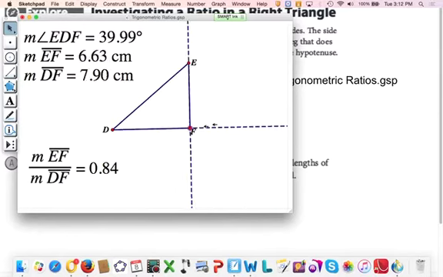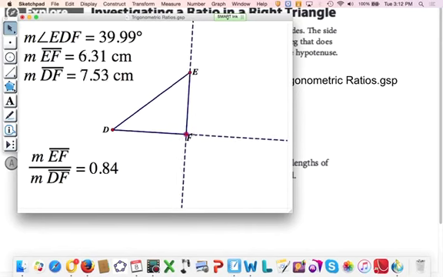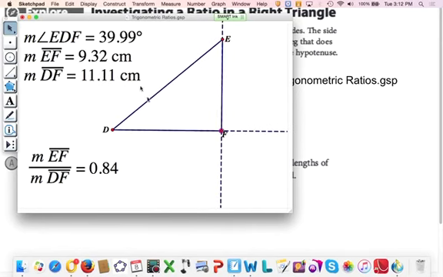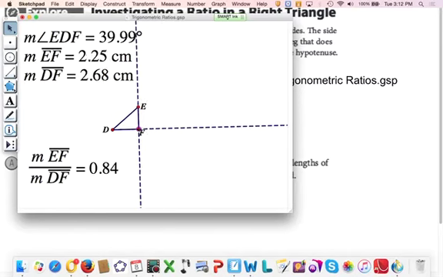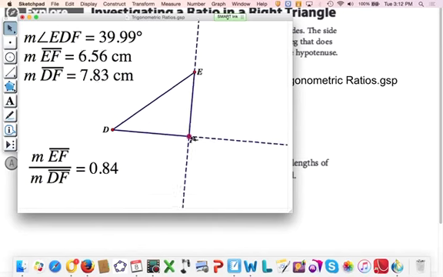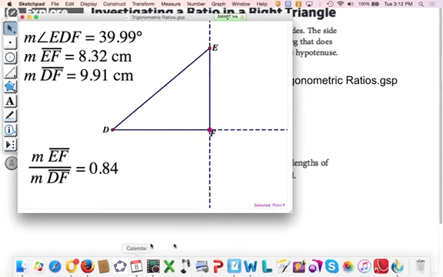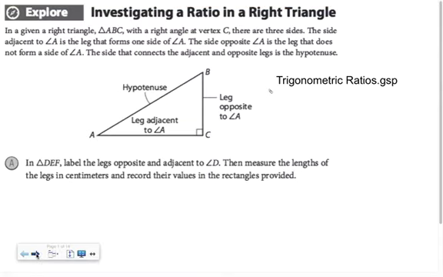So what I've done, rather than draw a bunch of triangles, is I built this so that we can see many triangles. Notice that the instructions wanted us to draw a right triangle so that angle D was 40 degrees. I couldn't get it to exactly 40 degrees, but that's pretty darn close. And then it's measuring the length of EF, and it's measuring the length of DF, and it's setting up the ratio. So notice that as I click and drag this triangle, the lengths of EF and DF are changing, but notice how the ratio EF over DF, well, that's not flinching at all. That ratio is approximately 0.84.